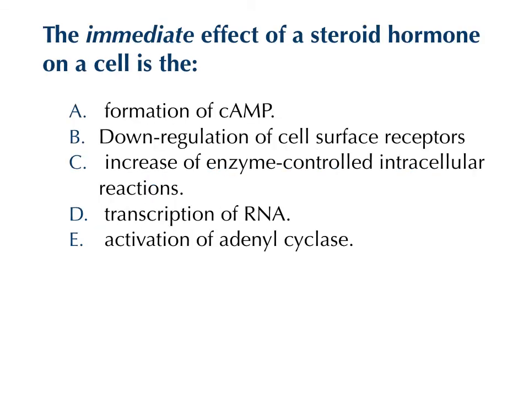The immediate effect of a steroid hormone on a cell is A, the formation of cyclic AMP, B, the downregulation of cell surface receptors, C, increase of enzyme-controlled intracellular reactions, D, the transcription of RNA, or E, activation of adenyl cyclase. And the immediate effect of a steroid hormone on a cell is the transcription of RNA.